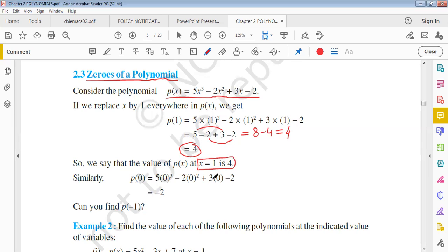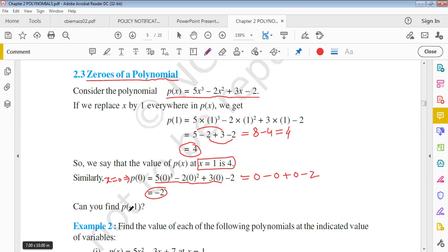Now, similarly, if you put x equals to 0, look here. यहाँ हमने क्या put किया है? Put x equals to 0. This implies that we are getting p of 0 equals -2. There are 3 places where x is there. 5 into 0 cube minus 2 into 0 square plus 3 into 0. So all these 3 terms become 0. And what is remaining only? This is 5 into 0, ये term 0 हो जाएगा, then minus 0, then plus 0 and minus 2. And finally we are getting it is equal to -2.